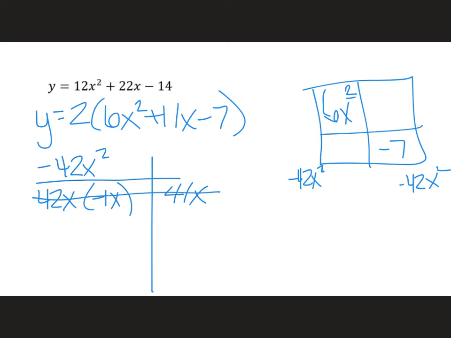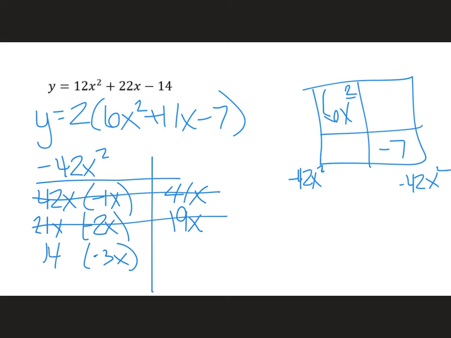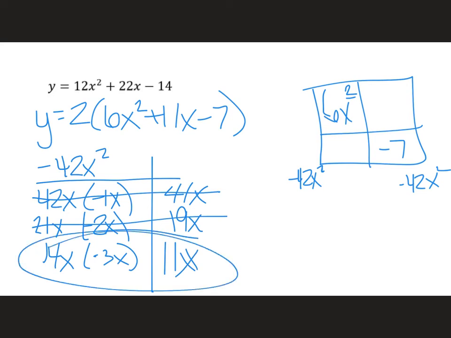Let's see, we could do 2. So 21x and negative 2x would make 19x. That's too large. Negative 3x and 14, so 14x and negative 3x would make 11x, and that's what we're looking for, 11x. So this will be filled in with 14x and negative 3x.